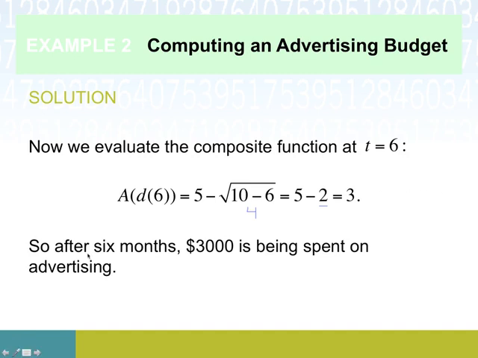We're paying attention to units. T was in months, so T equals 6 means 6 months. And our output advertising was in thousands of dollars, so this is $3,000 being spent on advertising.